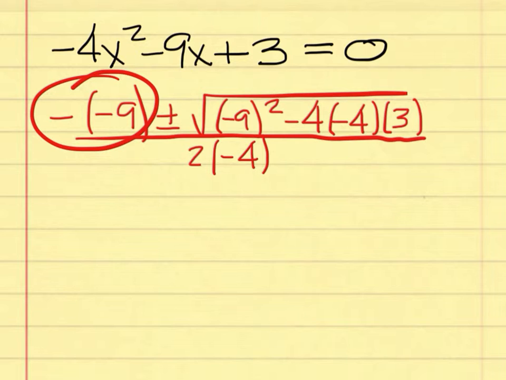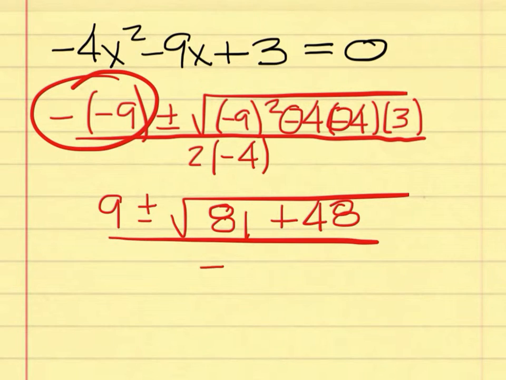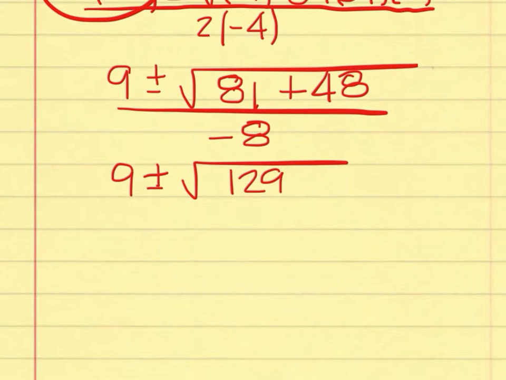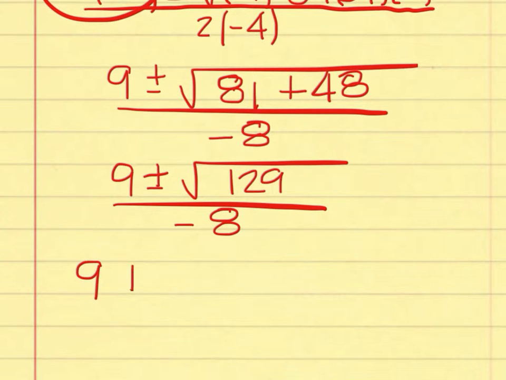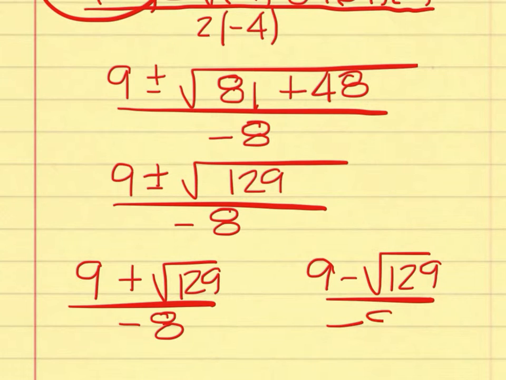So this will be 9 plus or minus the square root of 81. Double negative changes to positive. 4 times 4 is 16 times 3 is 48. On the bottom you'll have a negative 8. So 9 plus or minus the square root of 81 plus 48 is 129. And then on the bottom you're going to have a negative 8. Okay, so we'll have 9 plus the square root of 129 over negative 8, and 9 minus the square root of 129 over negative 8.